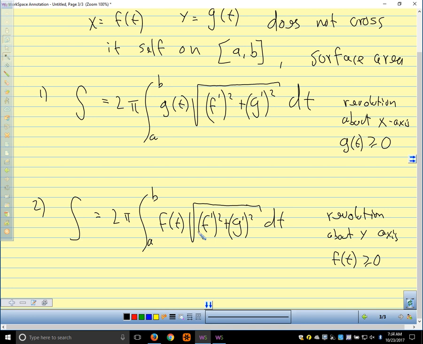All right, so let's look at an example, a nice example involving these ideas. And again, you could represent this if you would like as ds. So this would be 2 pi integral of g of t ds, or 2 pi integral of f of t ds.